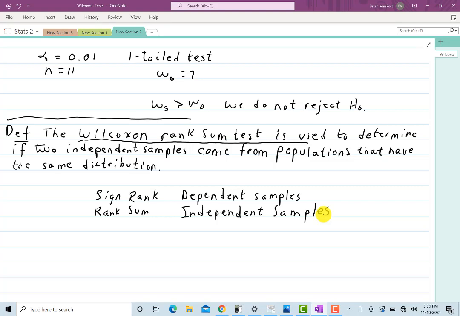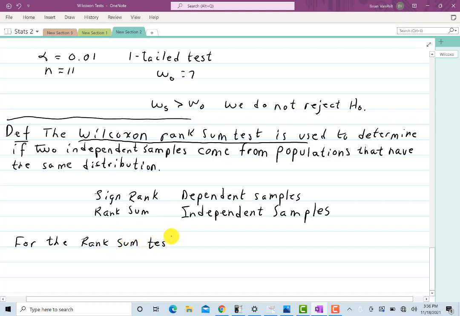Now, in addition to the random sample and all that, for the rank sum test, we need n to be greater than or equal to 10. Keep that in mind.